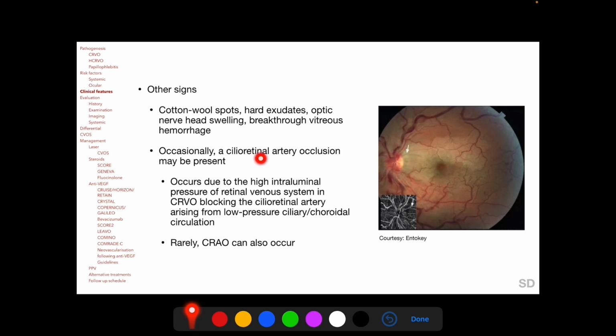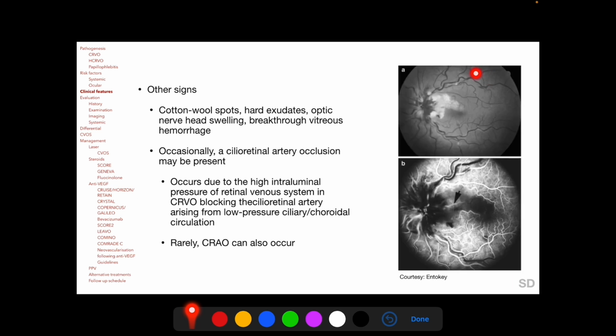Occasionally, a cilioretinal artery occlusion may occur in an eye with CRVO. The artery is present in 15 to 30% of individuals in the population, and this artery originates from the low pressure posterior ciliary circulation and drains into the retinal venous system. So in an eye with CRVO which has a cilioretinal artery, the cilioretinal artery may be occluded due to the high intraluminal pressure of the retinal venous system into which the cilioretinal artery drains. Rarely CRAO can also occur due to similar reasons, but CRAO in an eye with CRVO is more commonly due to underlying hematologic abnormalities, as we have discussed.